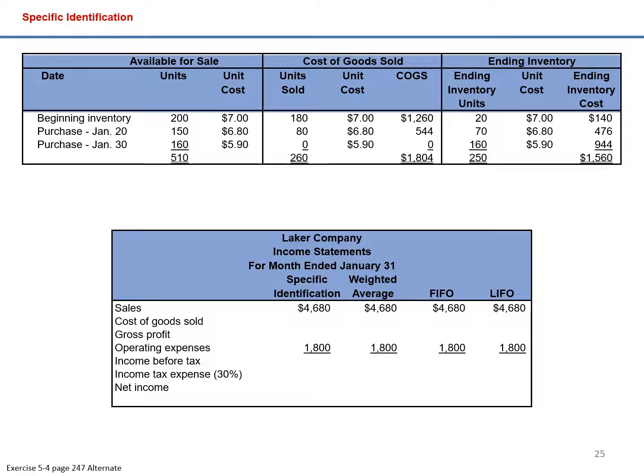So under specific identification, we're going to have cost of goods of 1,804. So we have gross profit of 2,876. That's your sales less your cost of goods sold. Operating expenses of 1,800. So that means we have net income before tax of 1,076. Tax expense of 30%, 323. Or I'm sorry, total net income 1,076 minus the 323, 753. Okay.